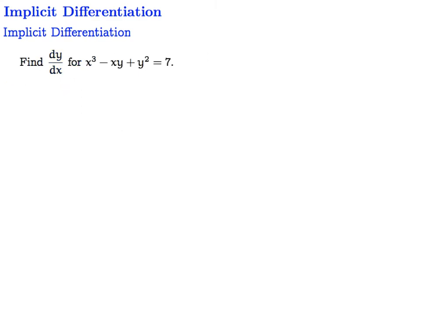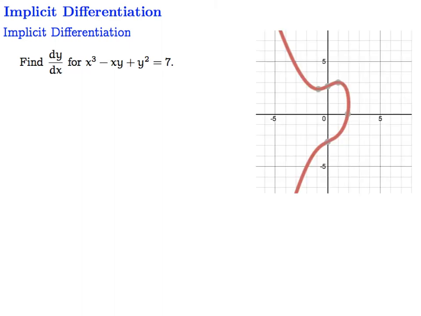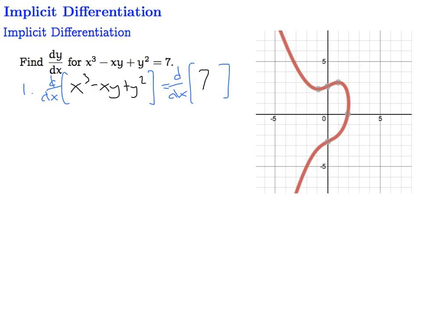Let's go ahead and try out this idea of implicit differentiation for something a little more interesting looking here: x cubed minus xy plus y squared equals 7. This function has a pretty neat graph over there, but let's just follow our steps. Step 1 says we need to take the derivative of everything, so we take the derivative of both sides. We put x cubed minus xy plus y squared into the derivative, and this will equal what happens when we take the derivative of just 7. As always, pause the video and think to yourself, what's this going to be?